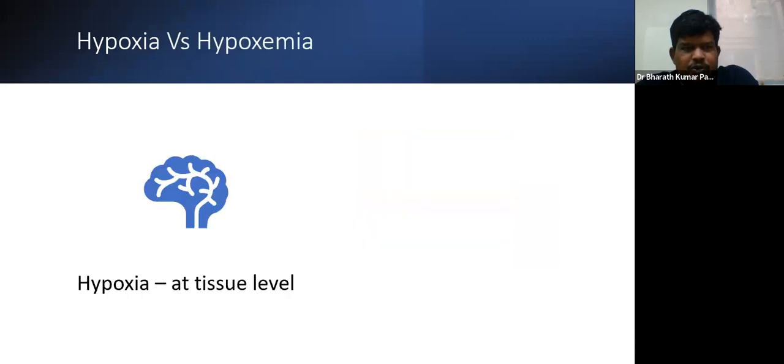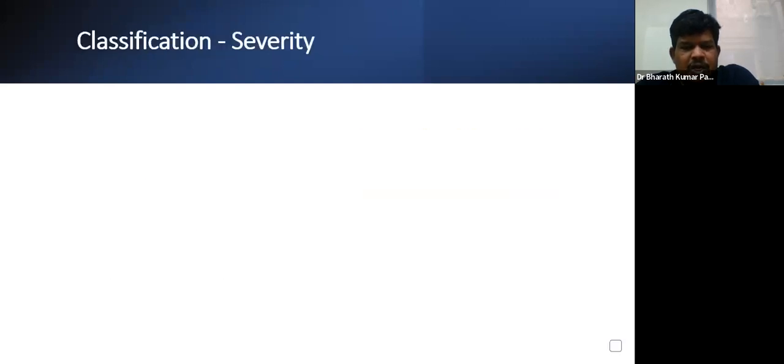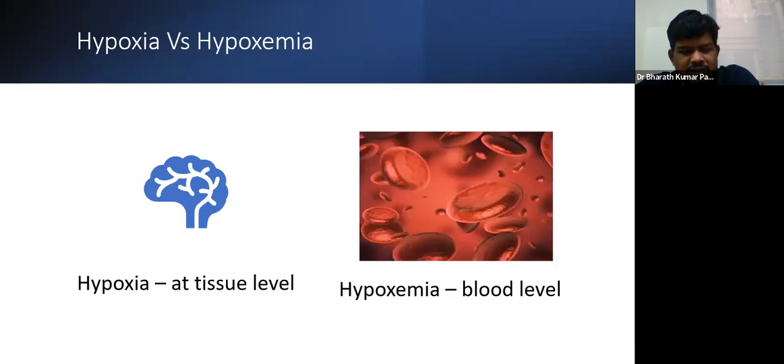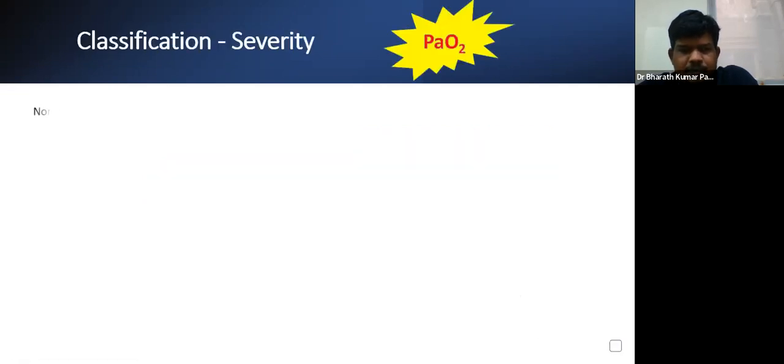Coming to the difference between hypoxia versus hypoxemia. Hypoxia is the term used to label the inadequacy of oxygen at the level of the tissues, be it the peripheral tissue or at the organ level, whereas hypoxemia is inadequacy of oxygen at the level of the blood, which we often measure using blood gas and monitoring the partial pressure of arterial oxygen.